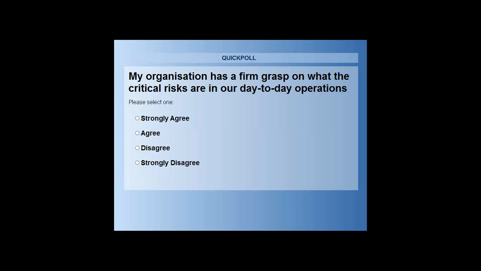What we've got in response to that question is 13% strongly agree, 50% agree, 25% disagree, and 13% strongly disagree. Okay, so that is quite an interesting response, and it's really great to see that we've got a large portion of the people streaming today that strongly agree or agree that their organisation does have a firm grasp on critical risk. But for those that have indicated responses lower than agree, it may be that some consideration needs to be applied to critical risk within your workplace.